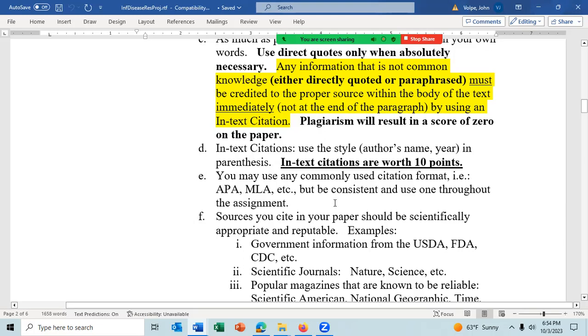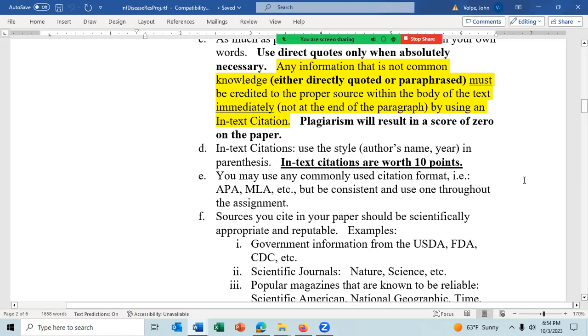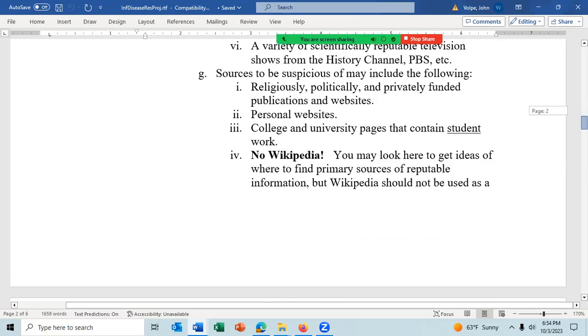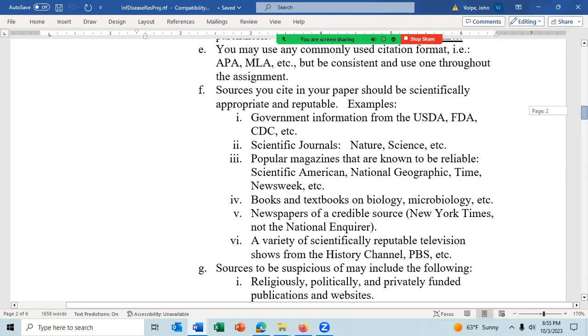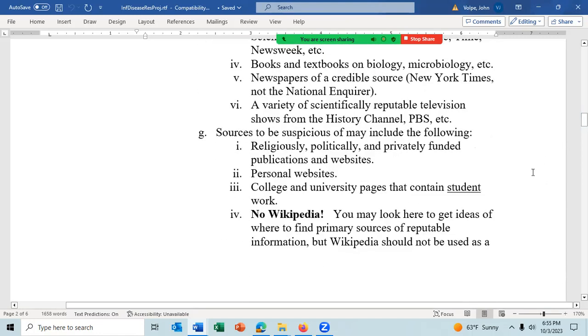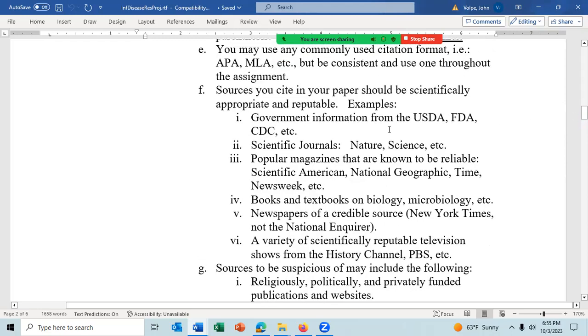So the in-text citation is worth 10 points. You can use any common citation format, APA, MLA, a science citation. Just be consistent. Don't mix different formats in the same paper. That's the in-text citation. The full citation should be at the end of the paper. I'm not seeing where that is in here. I think it's worth 15 points. Oh, this is telling you what you should use for citations.